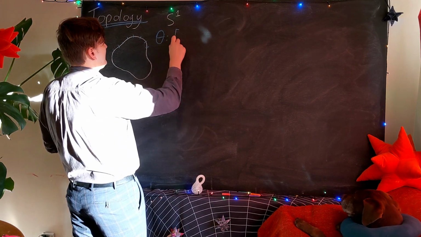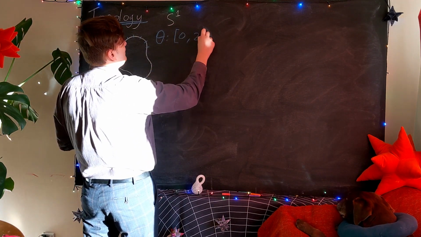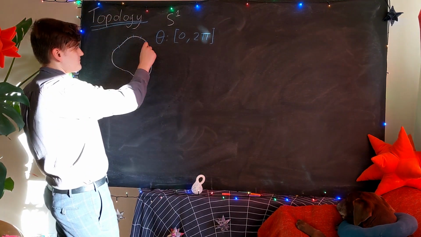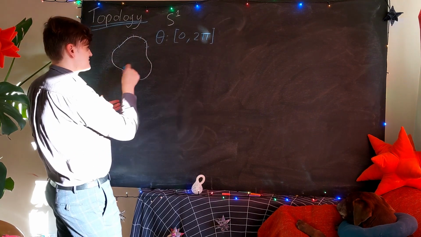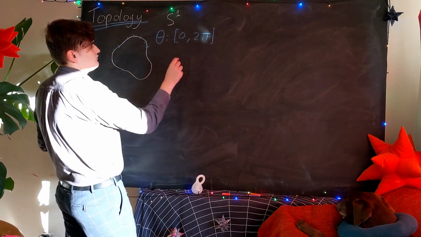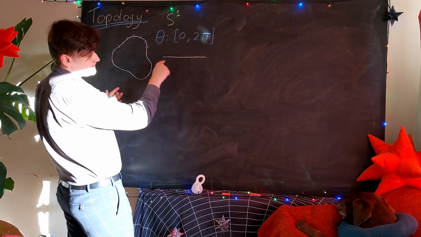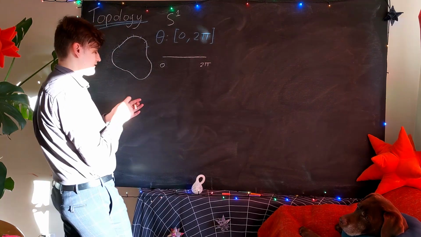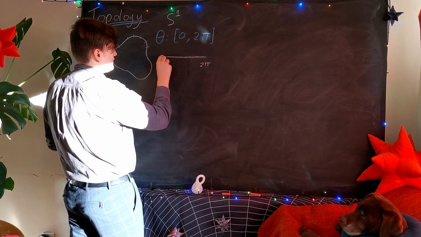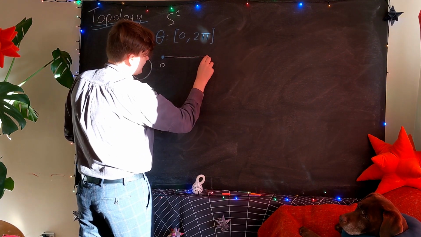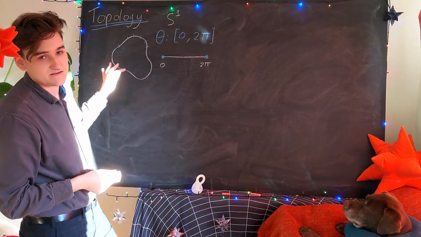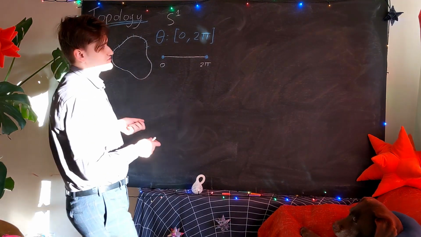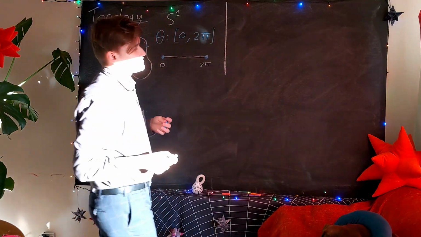So theta is a number in the interval 0 to 2 pi. And remember, we had to identify the 0 point and the 2 pi point as being the same point, which we visualize like this. So that's the interval 0 to 2 pi, and the endpoints we have to identify as the same point. Okay, so that's a fairly simple one-dimensional topological space. We can use this idea to construct some more interesting topological spaces.